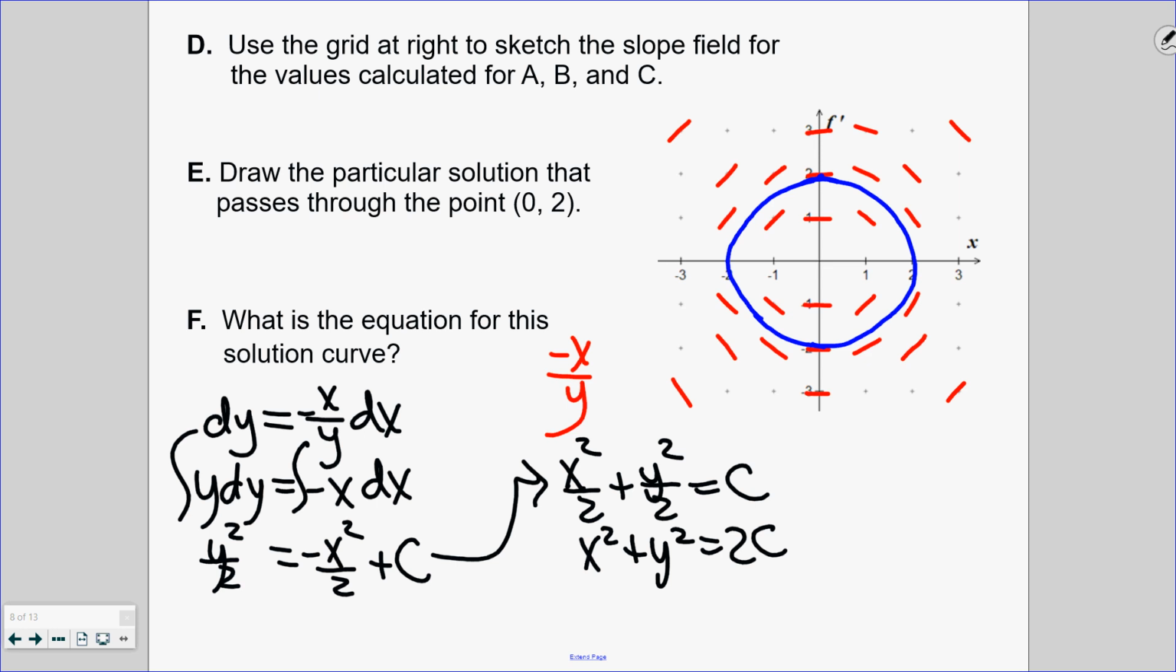Well, looking at this curve, we know that we have (0, 2) as one of the points on the curve. So if we plug that in, we can actually solve for what that constant is on the right. So I can plug in 0 for x, 2 for y. That gives me 4 equals 2 times c, which means I'm going to solve that and get c is 2. So I'm going to end up with x squared plus y squared equals 4. And we'll do more solving later, but that's a start at that.